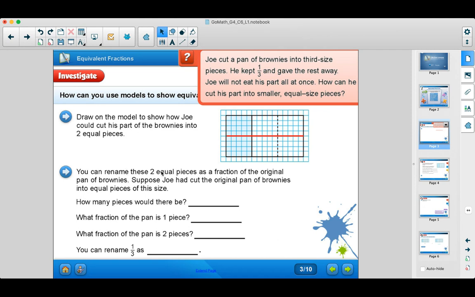You can rename these 2 equal pieces as a fraction of the original brownie. Suppose Joe had cut the original pan of brownies into equal pieces of this size. How many pieces would there be? So now there are 1, 2, 3, 4, 5, 6 pieces.